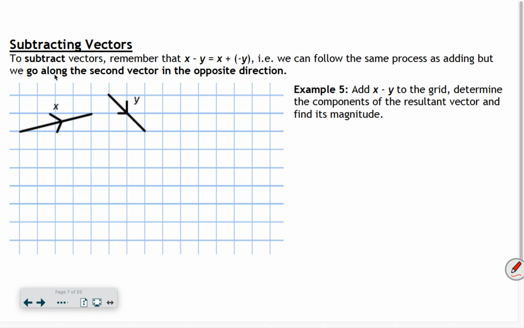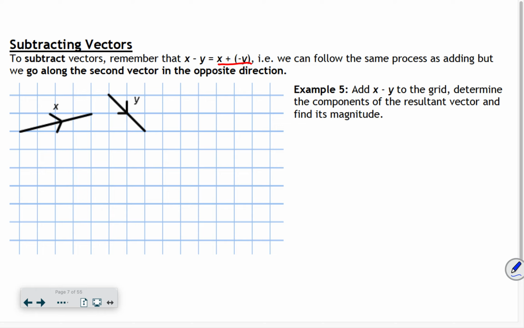So when we subtract vectors, we go through the same process as adding, but we go along the second vector in the negative direction. So when you have a vector y, in this case, if I want to find the vector negative y, I think of it as being x plus negative y. So if you travel a certain direction for vector y, you travel completely the opposite direction for vector negative y.